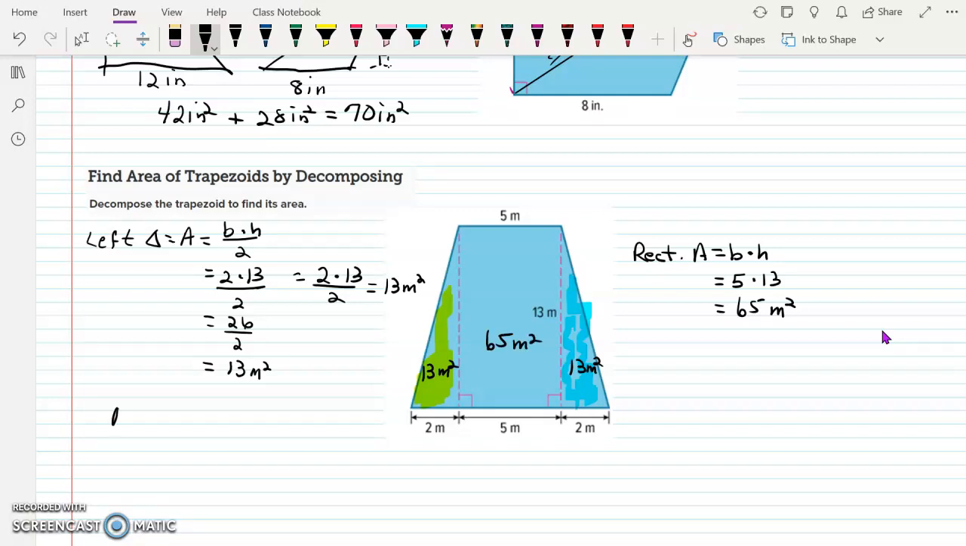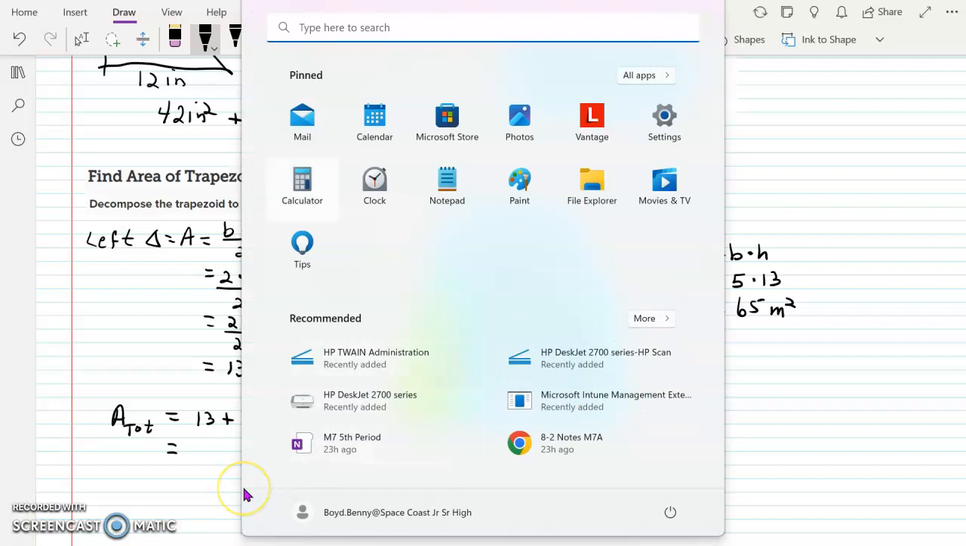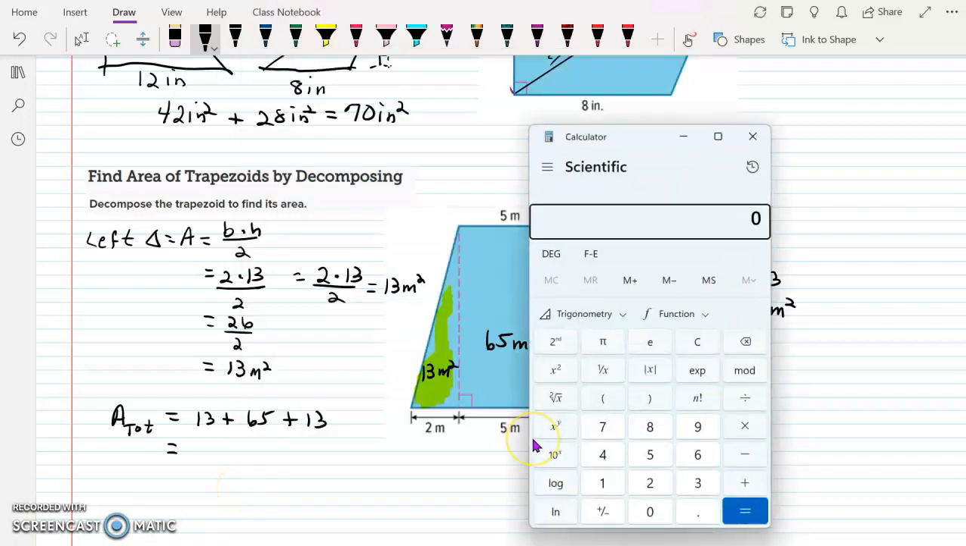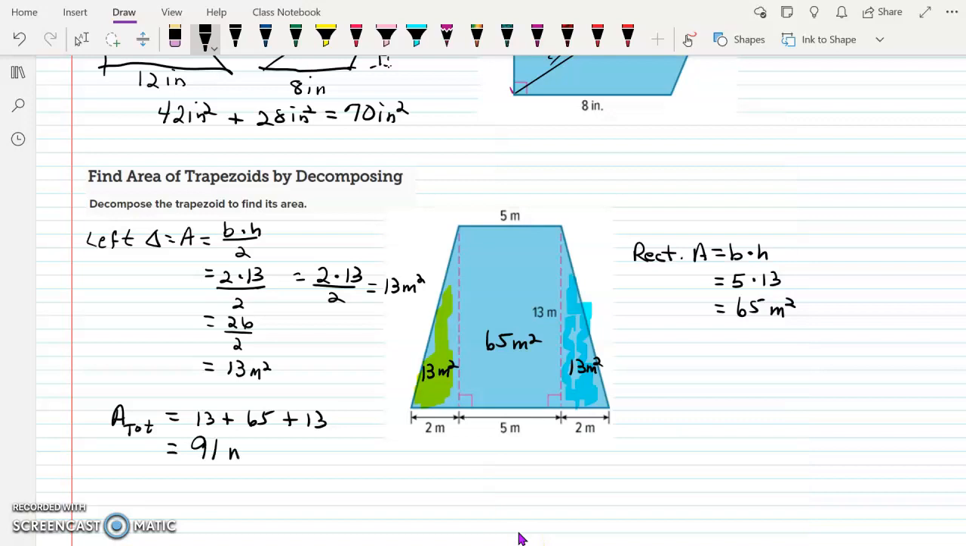Okay, to find my total area, I'm going to add my 13 plus my 65 plus my 13. And so 13 plus 65 plus 13 equals 91 meters squared for the total area of this shape.